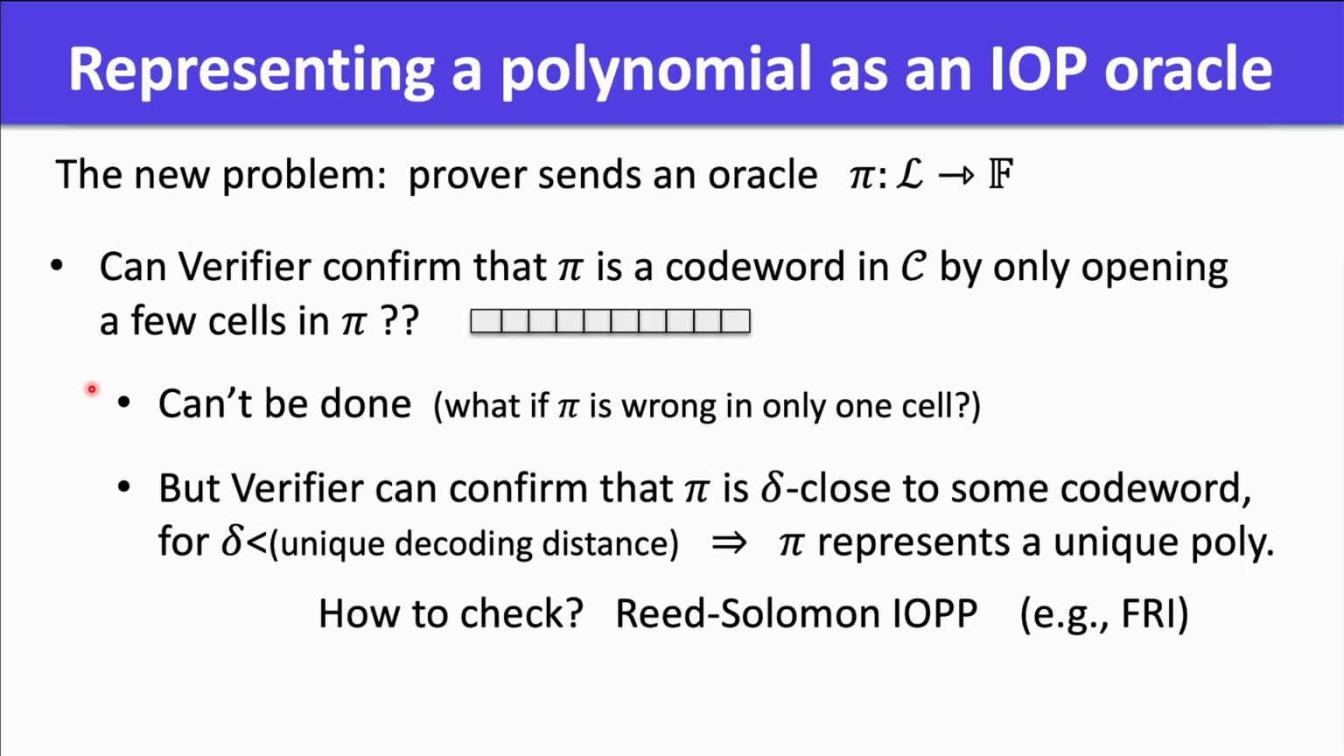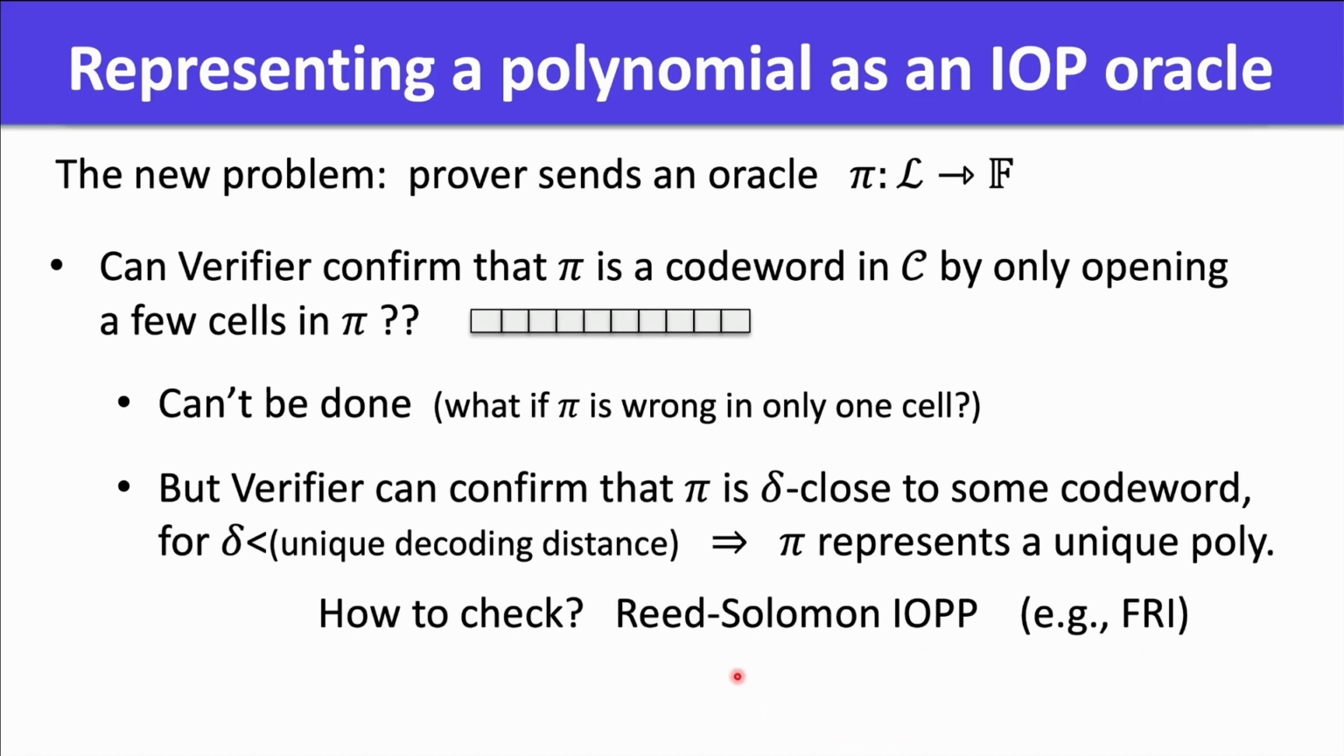But what the verifier can do is use a Reed-Solomon IOPP to test that the string the prover sent is delta close to some code word in the Reed-Solomon code. And in fact, if it can do that for a delta that's less than the unique decoding distance of the Reed-Solomon code, then that means that the string represents some unique polynomial, as was required. So how do we check that the string that the prover sent to the verifier in fact is delta close to a code word? That's exactly what a Reed-Solomon IOPP will do, and that is exactly what FRI does.